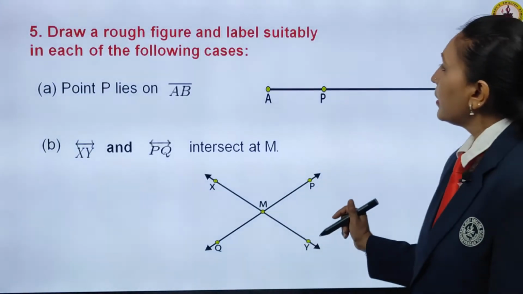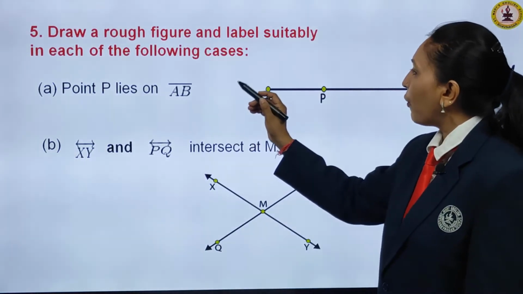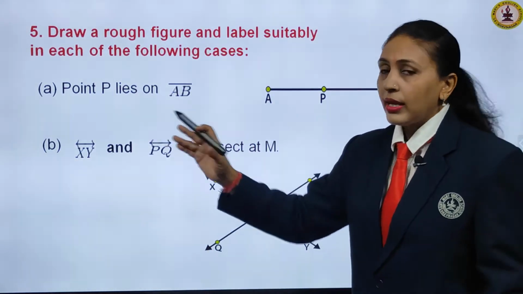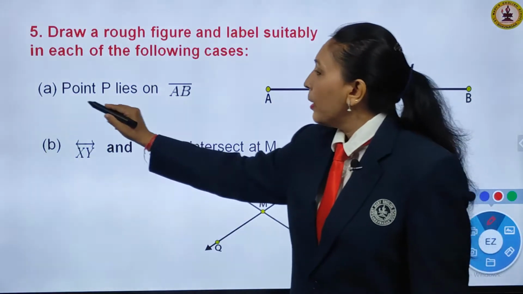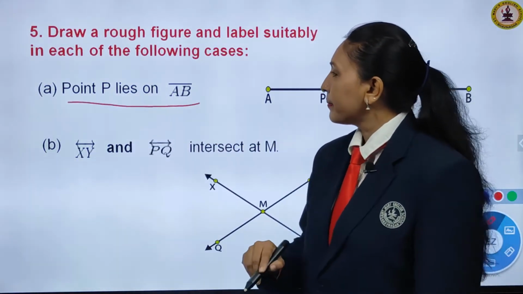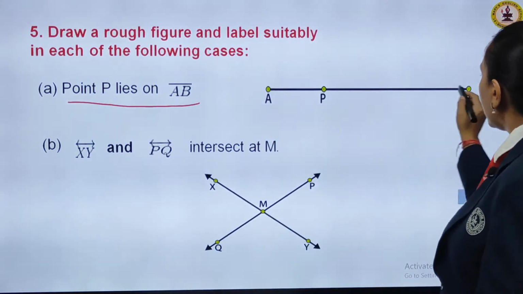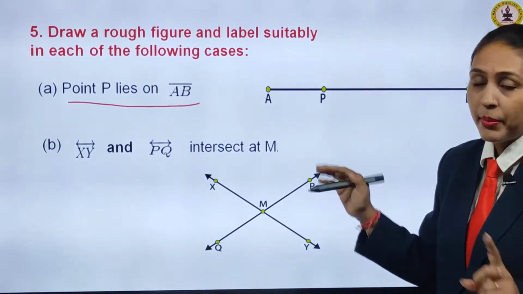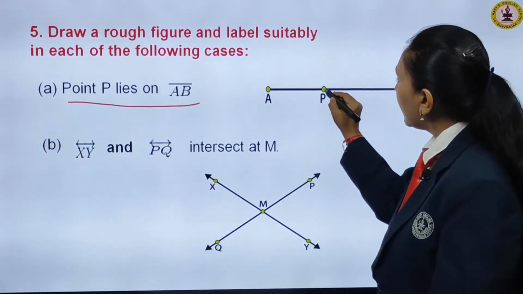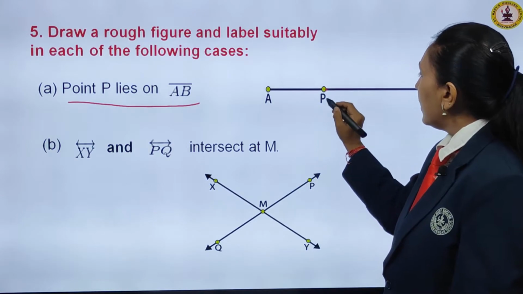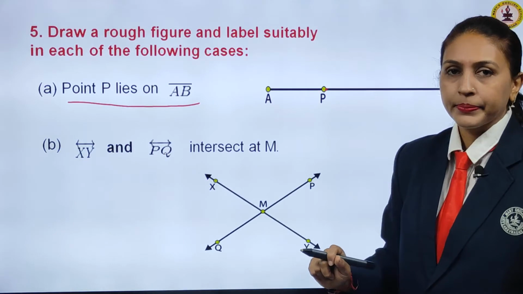Next question, children. Draw a rough figure and label suitably in each of the following cases. Now, the condition is given, accordingly we have to draw the figures here, children, and label them. Point P lies on AB. Now first let us see line segment AB will draw. I have drawn here, you can see line segment AB. It is line segment, no arrows on the side, only the ending points. Now I will put P here. So you can see here I have put P here, that it shows that P is on line segment AB.